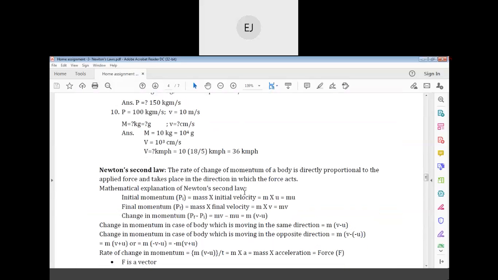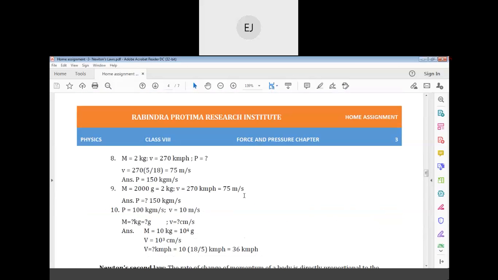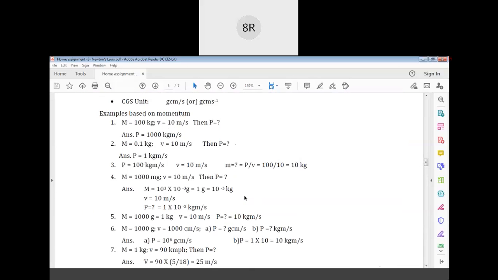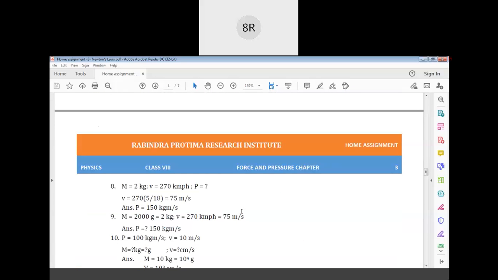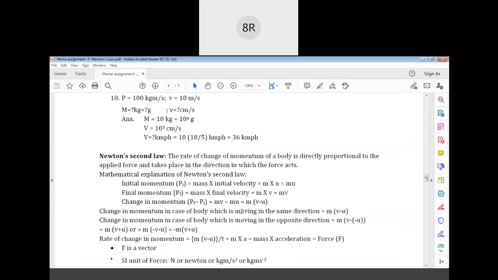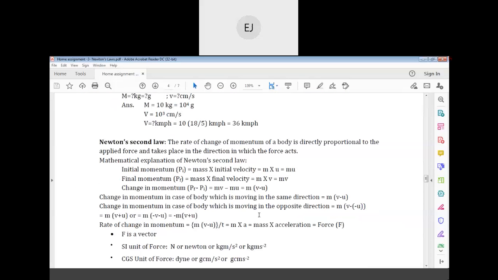Sir, I have some doubt. Yeah, please, Agni. Sir, from this assignment, numbers 9, 10, 11, and 12, I cannot do. Sir, not here, in the assignment. Okay, in the assignment, I will come to that. Yes, sir, 9, 10, 11, 12.